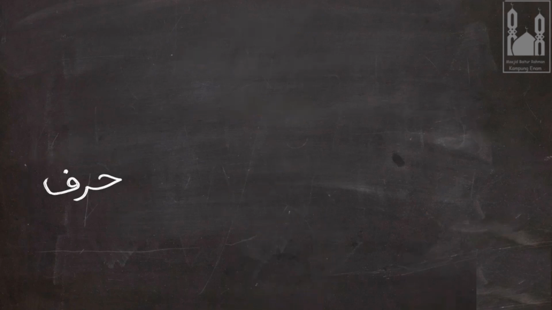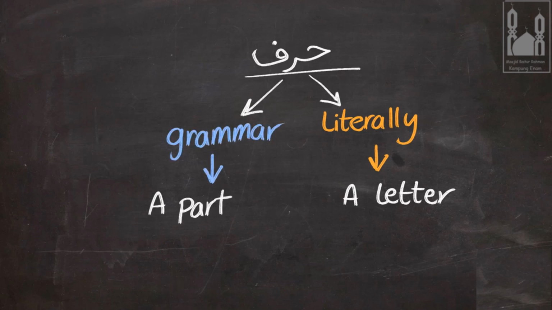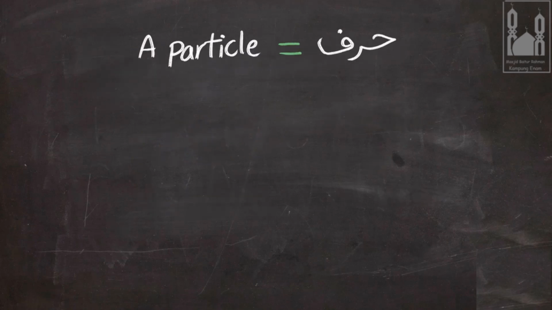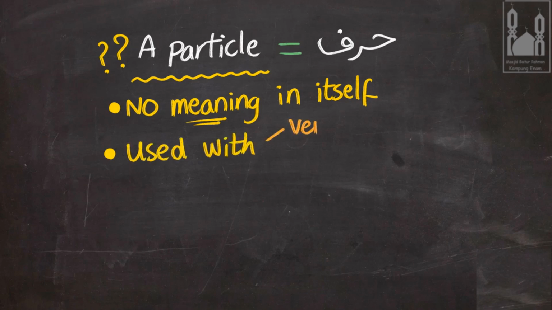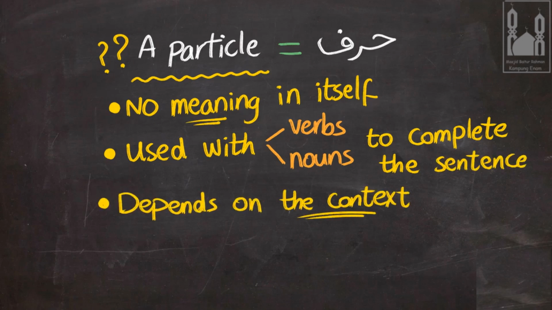So, let's get started. The word harf in Arabic literally means a letter. But in terms of grammar, it is best translated into a particle. And this is going to be the translation to use in this lesson as long as we are talking about grammar. But what is a particle exactly? A particle is a word that has little or no meaning in itself. It is used with nouns or verbs to complete the meaning of a sentence. The meaning of the particle will depend on the word with which it is used.